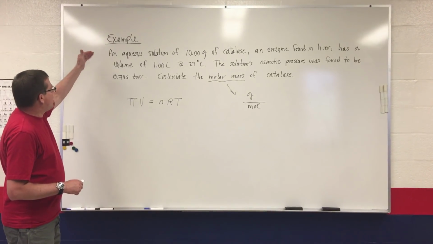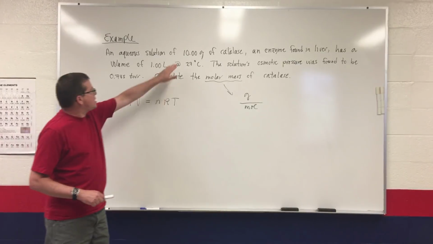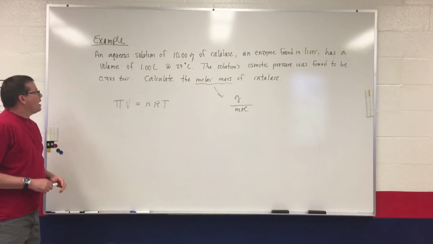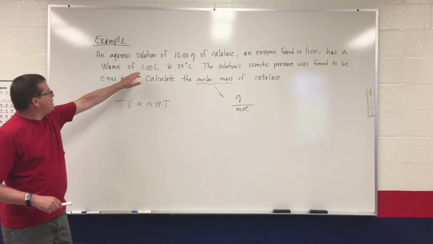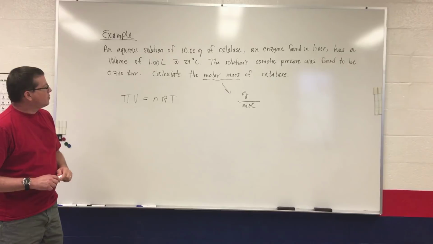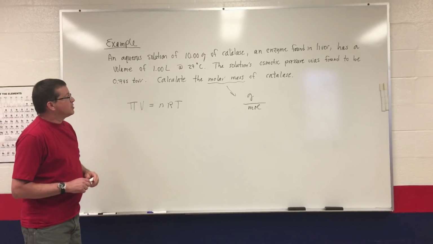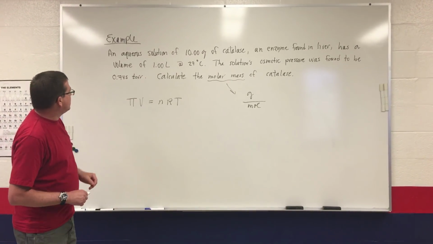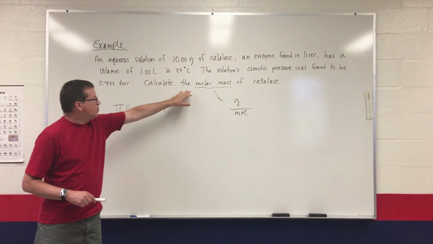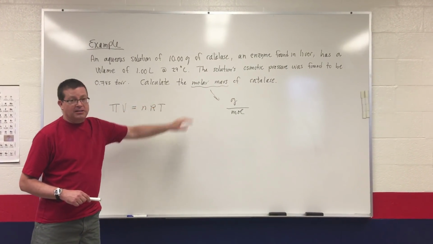And in this case, we have an aqueous solution consisting of 10 grams of catalase, which is an enzyme found in the liver. And it has a volume of 1 liter, this solution does, at a temperature of 27 degrees Celsius. So it says here the solution's osmotic pressure was experimentally found to be 0.745 torr. And we want to calculate the molar mass of the catalase.